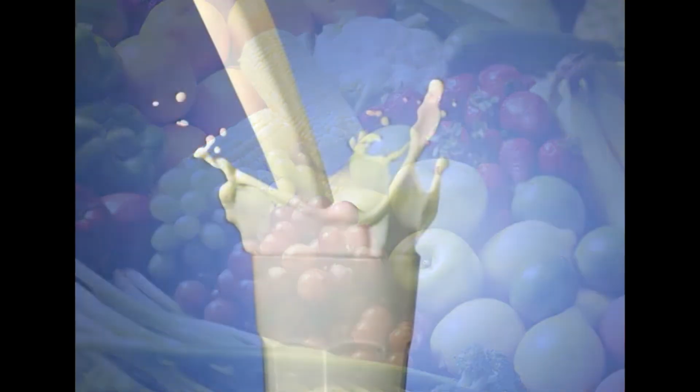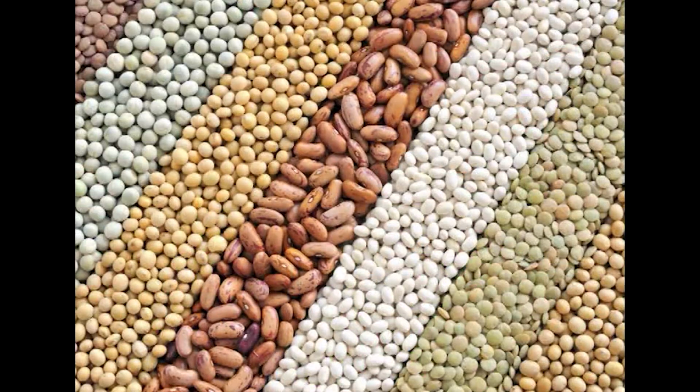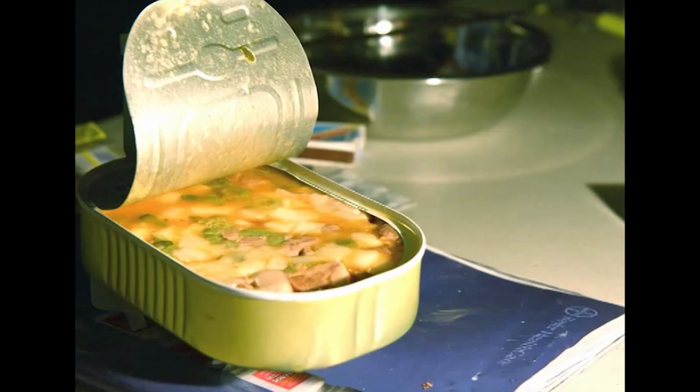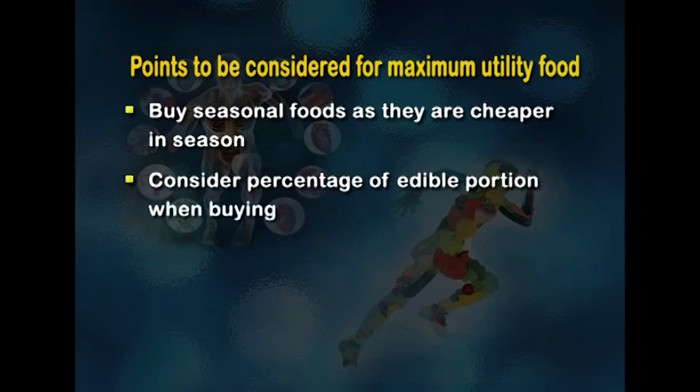sustainability. A food service establishment uses perishable foods such as fruits, vegetables, milk, eggs and meat as well as non-perishable foods such as grains and pulses. In addition, a variety of processed packaged food may be used depending on the nature of the establishment, the menu and the establishment policy concerning cooking, serving and buying methods. When purchasing food materials, the points to be considered for maximum utility are: buy seasonal foods as they are cheaper in season. Consider percentage of edible portion while buying.